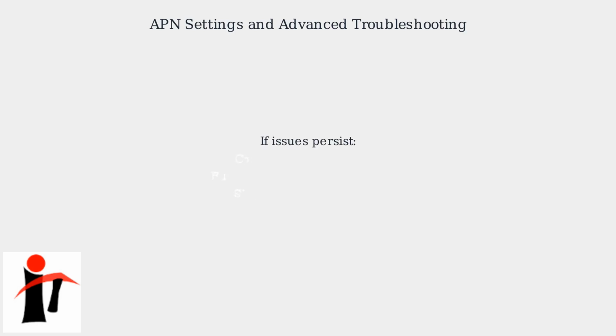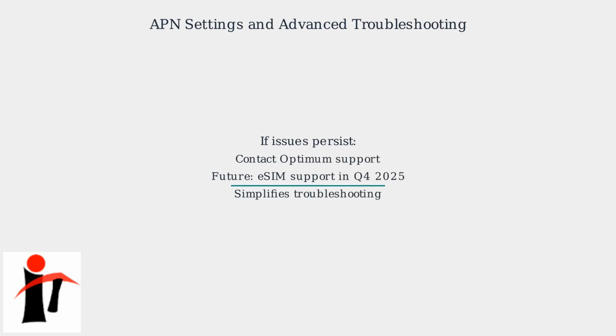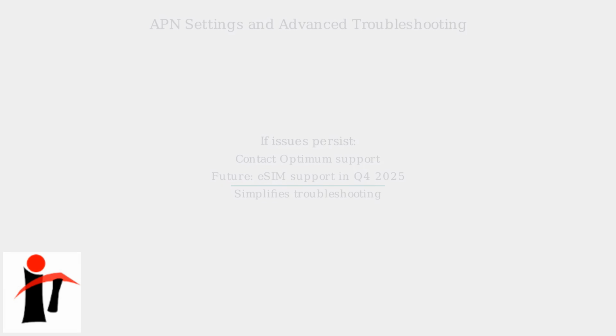If problems persist even after checking APN settings, contact Optimum support directly for further assistance. As the telecom industry shifts towards eSIM, keep an eye out for Optimum's eSIM support launching in Q4 2025, which will simplify troubleshooting.